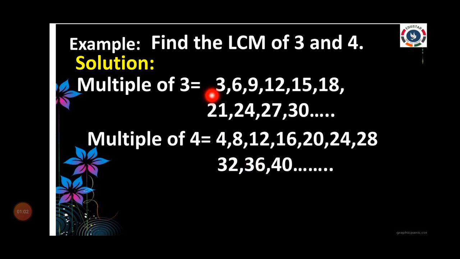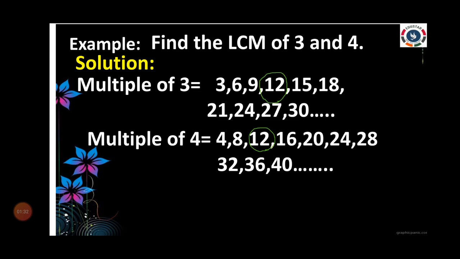Now you see here, compare both values. Which is the common value we have in both numbers? 3 here, no 3 here. 6 is in the 3 table but it's not in the 4 table. 9 is there in 3 but not in 4. And 12, both have 12. It is a common multiple, so I am going to circle it. Those 12s I have circled.